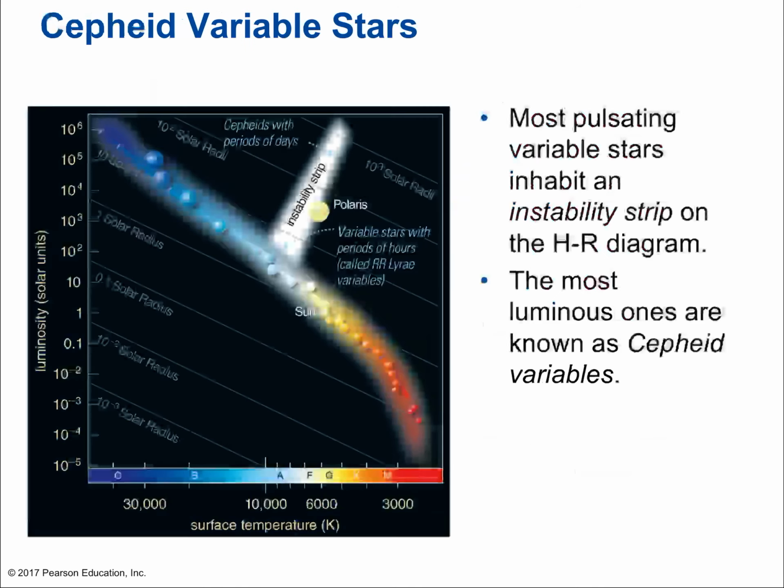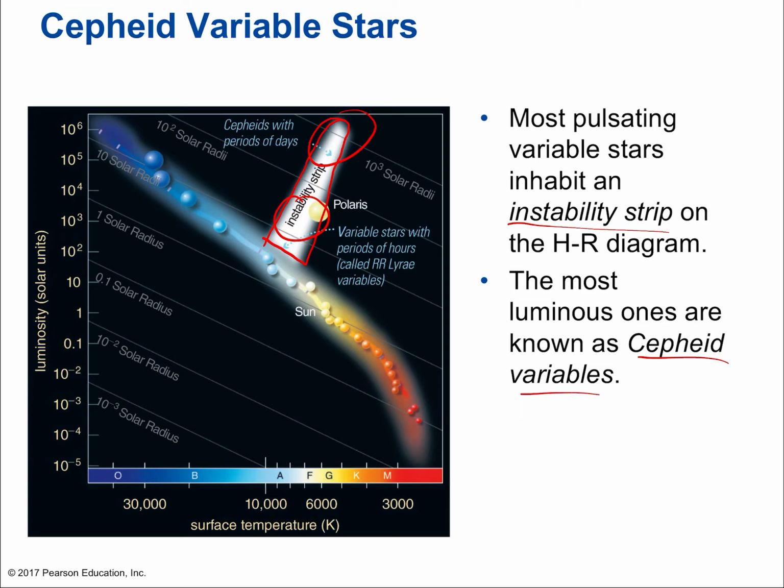The light curve of this pulsating variable star shows us that its brightness alternately rises and falls over a 50-day period. Most pulsating stars fall on what's called the instability strip. It's a particular combination of luminosities and temperatures. So mostly it's not going to be main sequence stars. It's going to be giants and supergiants. And the most luminous ones are known as Cepheid variables.